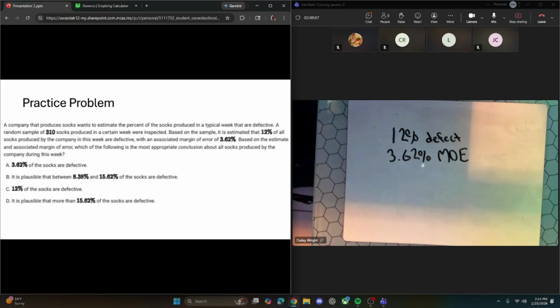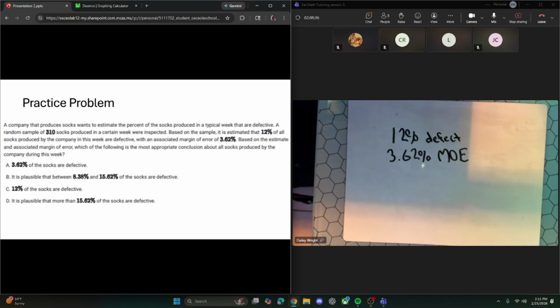Let's look at the other two first, just in case we might not have to do any math. But it could be B. 12% of the socks are defective. Well, it says it's estimated that 12% of the socks are defective, but it has that margin of error. The margin of error is there because the actual number of socks that are defective might not be 12%. And it is plausible that more than 15.62% of the socks are defective.